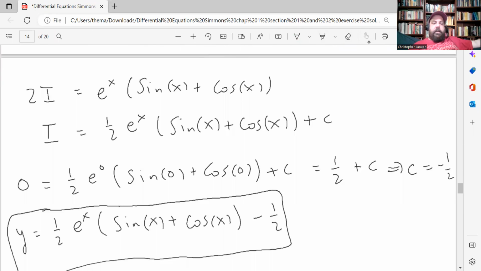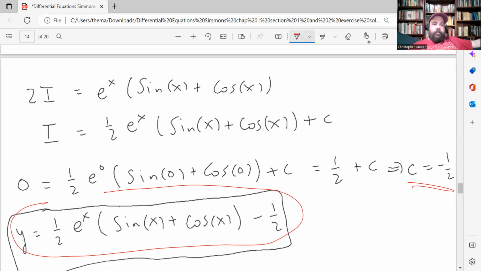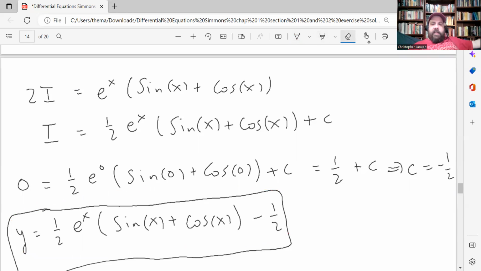And then we can plug in our values. They wanted x equals 0, y equals 0, and that'll let us solve for c. And when you do that, as you can see over here, you get that c has to be negative 1/2, and then you just plug it into the general solution, and you get this particular solution. All right, I hope I'm not going too fast.